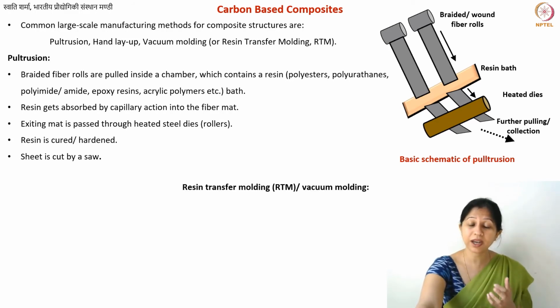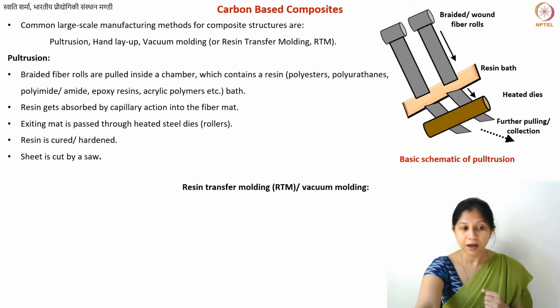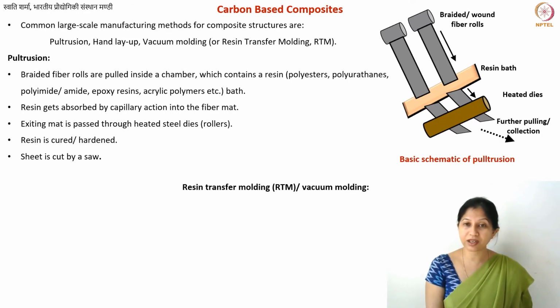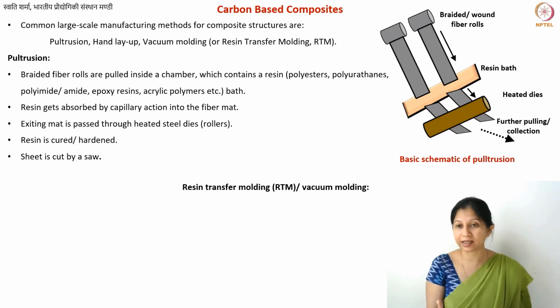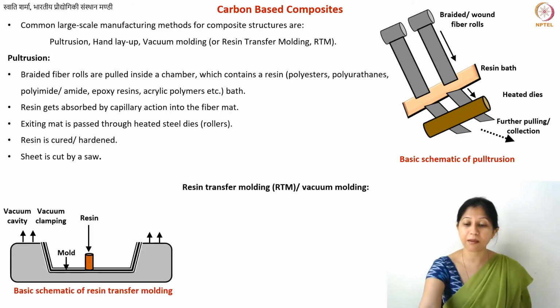But if you want to give it complicated shapes, then what is most commonly used is what is known as resin transfer or vacuum molding. So as the name itself suggests, you have vacuum. So the suction of the resin inside your carbon fibers is done under vacuum. In that case, you can have the resin filled inside very nicely, rather than just the capillary forces. You want to make sure that it goes everywhere, and you can also make a mold.